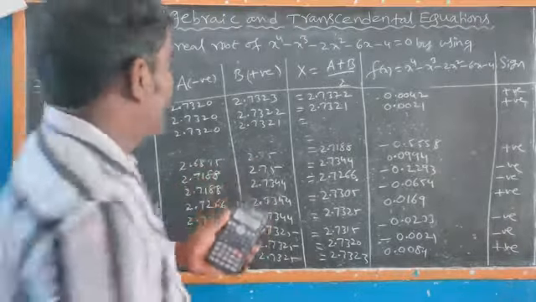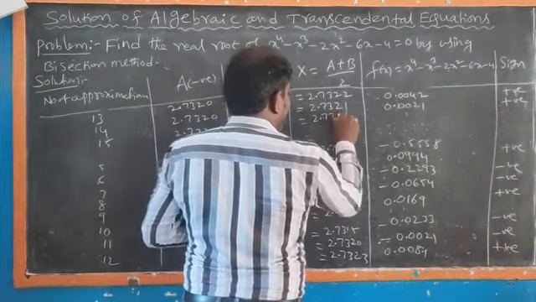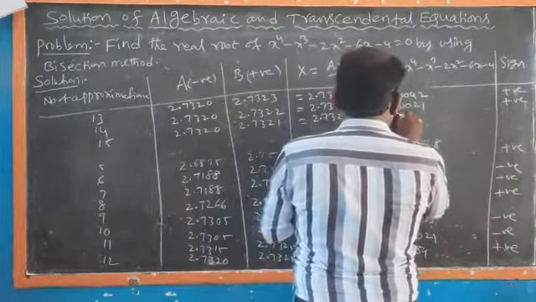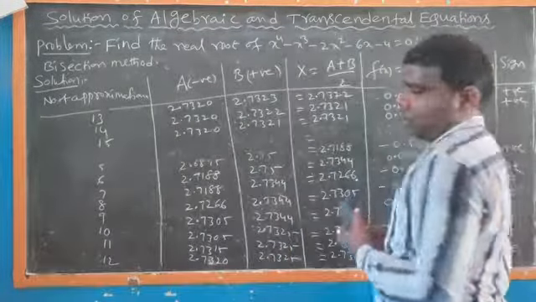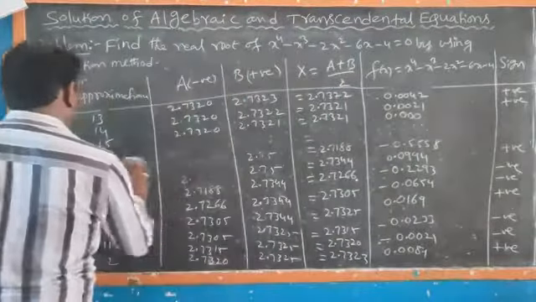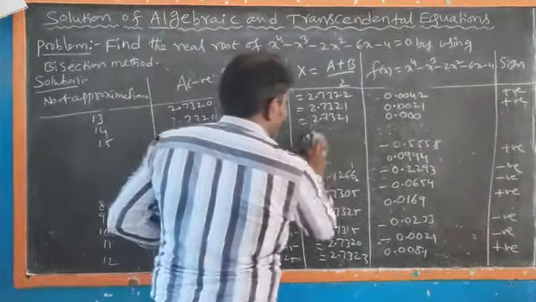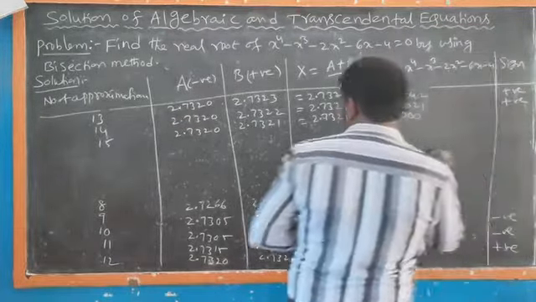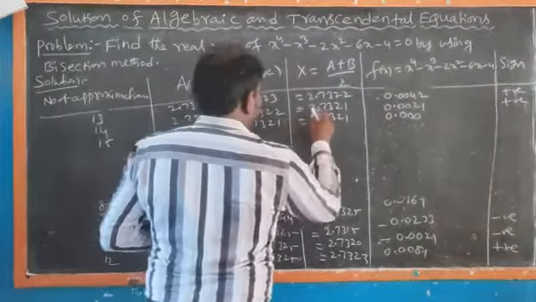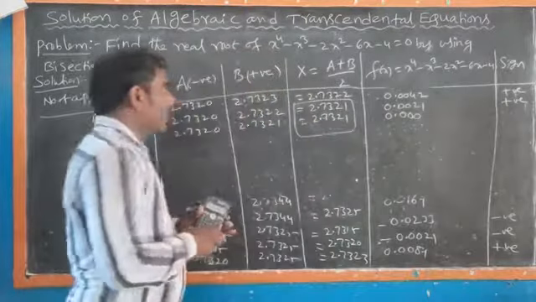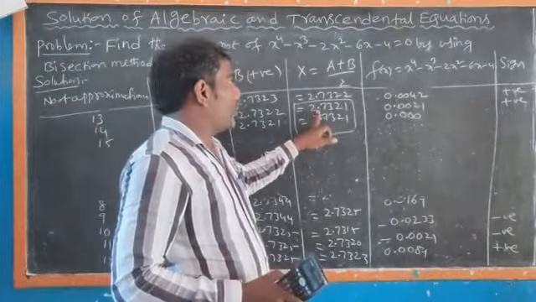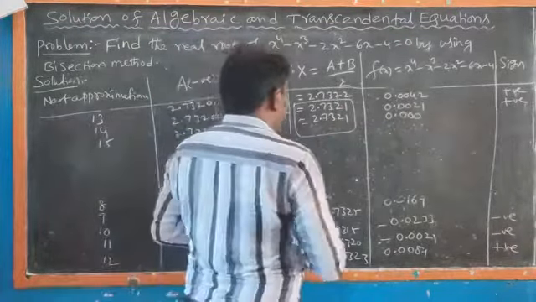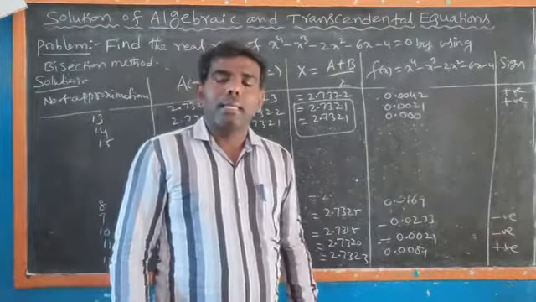Now calculate the x value: a value 2.7320, b value 2.7321, then we get 2.7321. Now calculate, 0.000. So finally, observe here the 14th and 15th approximations have the same values. The 14th approximation is 2.7321, the 15th approximation is 2.7321. So the 14th and 15th approximations are the same values.